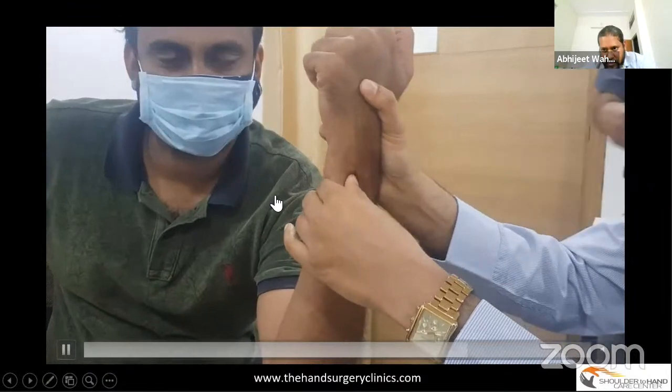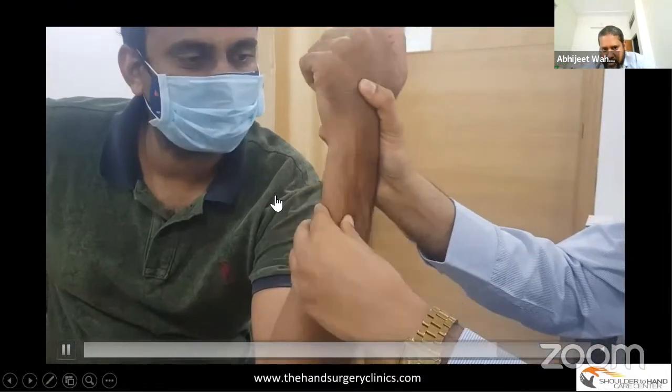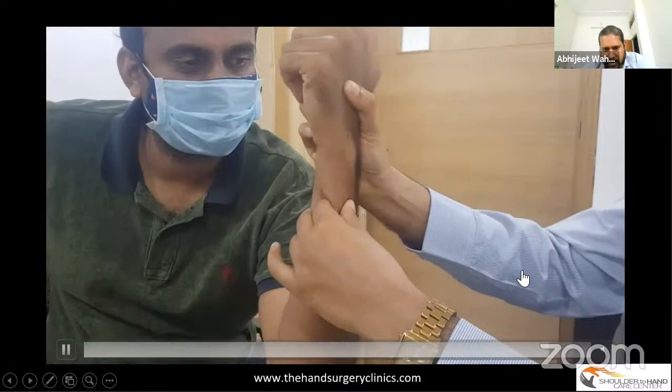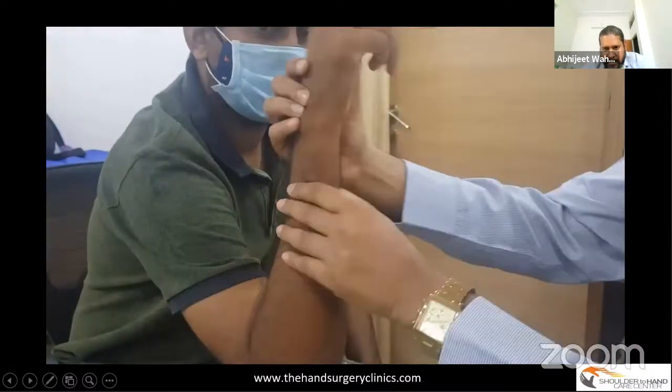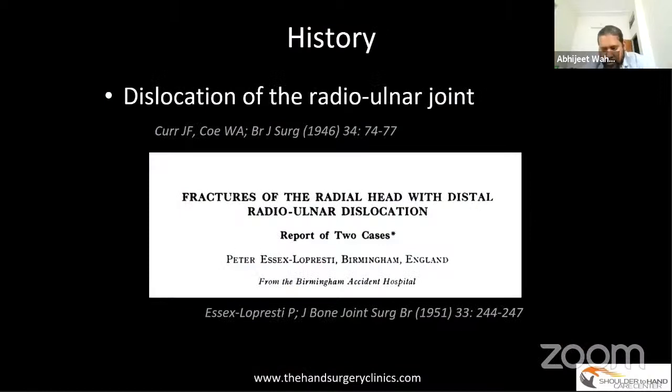It's not painful, but he has this dull, aching pain and inability to do strenuous work. So with that introduction to this topic, I'm sure by now you must have all imagined that this might have been an Essex Lopresti injury to begin with, wherein there is a longitudinal injury to the forearm axis leading to this kind of presentation.